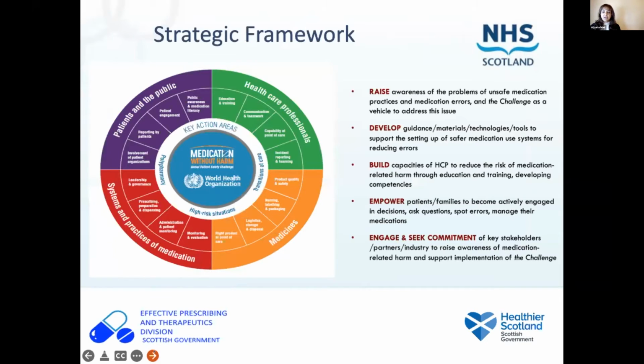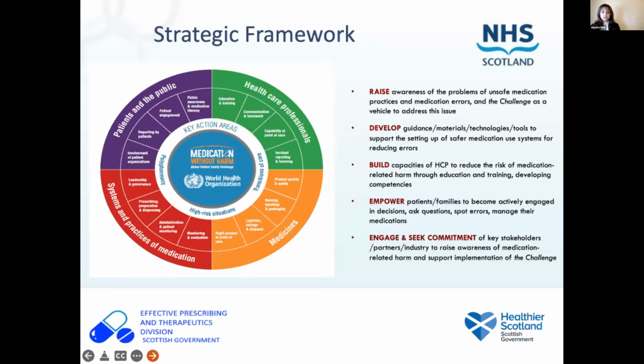So the WHO challenge really tried to build a framework to help countries think about addressing medication-related harm and to raise awareness, to develop guidance material, to build capacity for healthcare professionals, and to empower patients and families to play a role, and for policymakers to make a commitment to making sure that this work is embedded as part of day-to-day practice. Now, some of these things that Andy discussed, the ecosystem is a great way to build capacity of healthcare professionals in terms of sharing tools and also raising awareness.